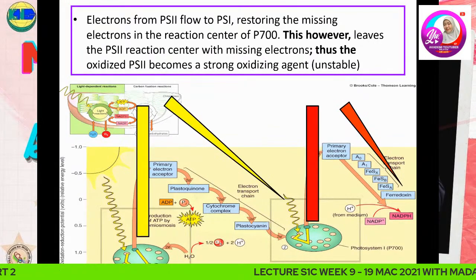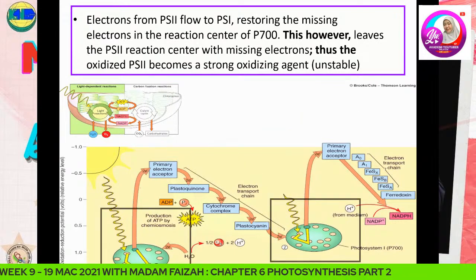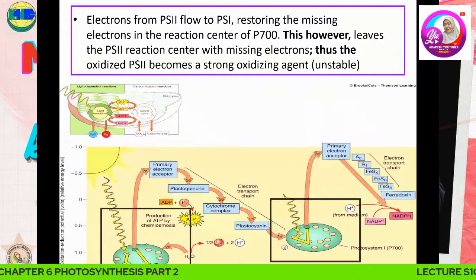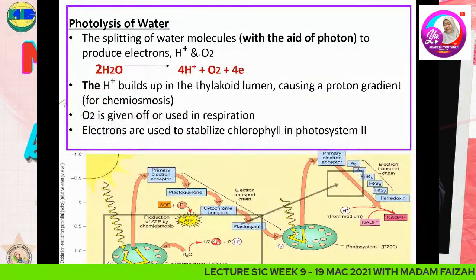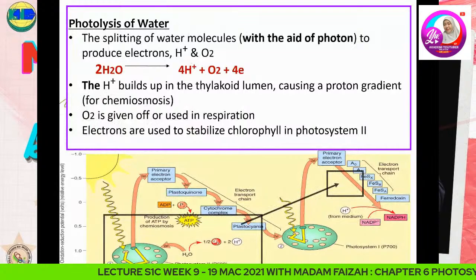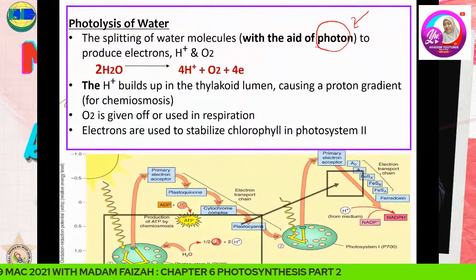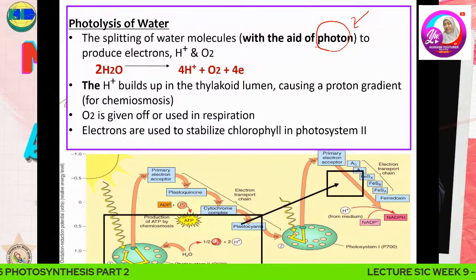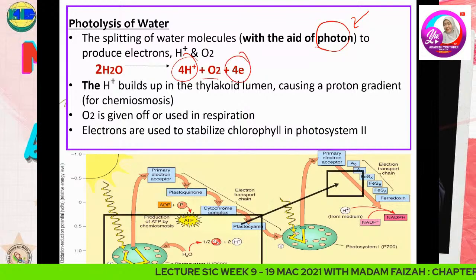Okay. So, as you all can see class, PS2 akan hilang elektron. So, siapa yang akan cover elektron yang hilang daripada PS2? So, water will replace. Right? So, the photolysis of water will split. Photolysis ni means splitting of water, with the aid of photon. Photon apa kelas? Okay, a bucket of energy from the sun. So with this photon, water will split into its hydrogen ion and electron, as well as oxygen.